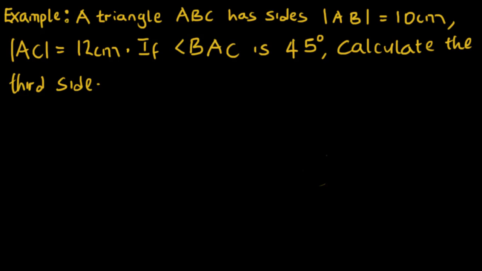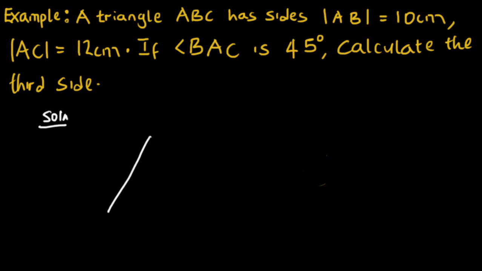Now we have a triangle ABC with sides AB equals 10 centimeters, AC equals 12 centimeters. If angle BAC is 45 degrees, calculate the third side. Now this is pretty simple. The first thing you want to do is to draw the diagram so that you can see what is going on and really understand what you need to do.